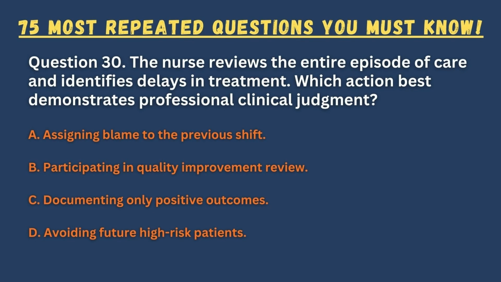Question 30. The nurse reviews the entire episode of care and identifies delays in treatment. Which action best demonstrates professional clinical judgment? A. Assigning blame to the previous shift. B. Participating in quality improvement review. C. Documenting only positive outcomes. D. Avoiding future high-risk patients.